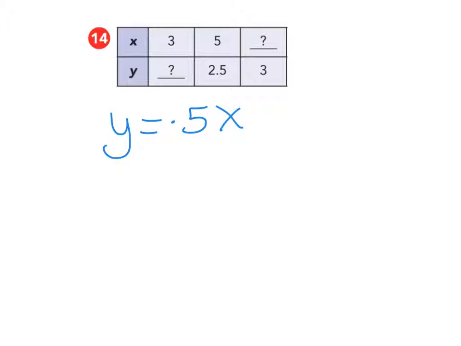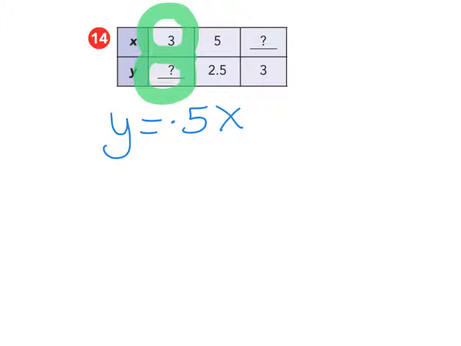So I first look at the table and determine what's missing. If you look up here, you have x is equal to 3. You don't have y. So in my equation, I'm now going to substitute where x is. I'm going to put 3. So I'm going to do y.